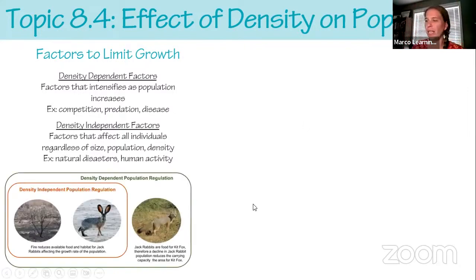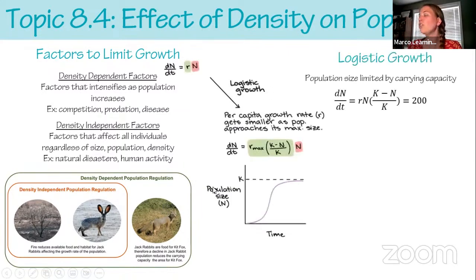And so here you can see that a fire is going to reduce the amount of food that's available for this jackrabbit. That would be considered density independent. The fire did not specifically go to that tree because there were more or fewer rabbits. But because there is a decrease in this rabbit, we're going to see that the kit fox is also going to decrease, because its food decreased, and because it had less food, its population is also going to decrease. So that leads us into logistic growth, okay?